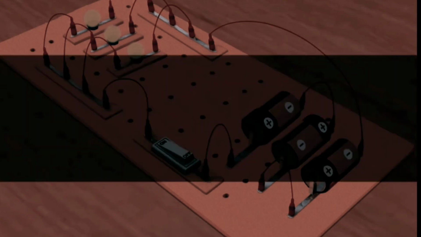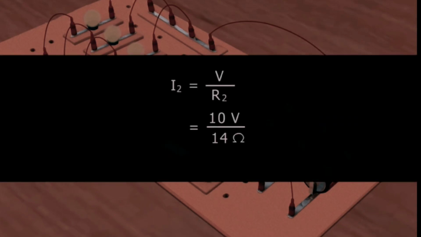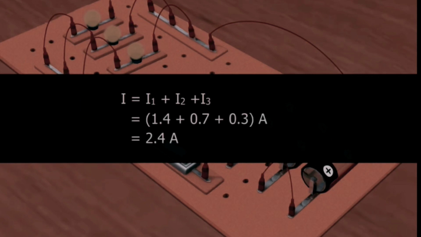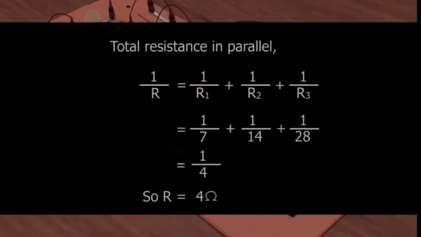Similarly, we can calculate the current passing through R2 is 0.7 ampere. Similarly, the current passing through R3 is 0.3 ampere. So, the total current in the circuit is 2.4 ampere. And the total resistance is 4 ohms. Note that the total resistance is lesser than the individual resistance because the resistors are connected in parallel.